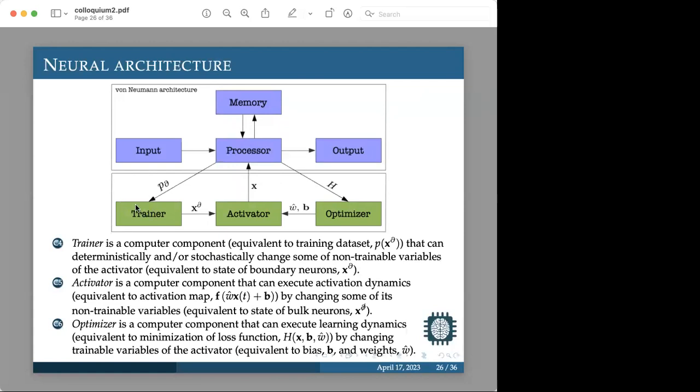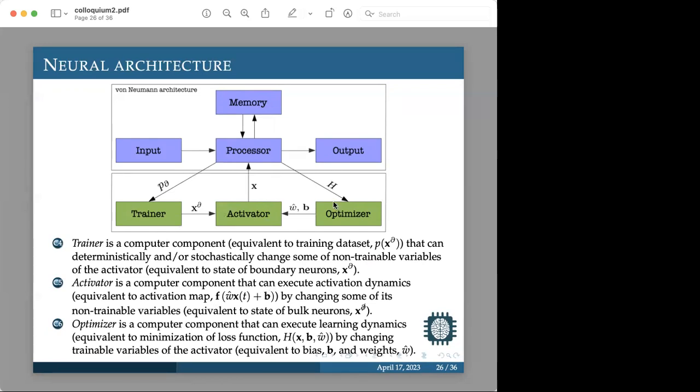Then, there is a trainer that will just keep supplying different boundary conditions. So the optimizer doesn't just change W's and B's as it wishes. It changes them based on what kind of training data set is being streamed through the activator by the trainer. If you have those three, then the trainer would be like a training data set. The activator would be exactly the same as what the processor was, but now it will have more fluid or dynamically changing W's and B's. And the optimizer will be the one who is responsible for changing W's and B's.